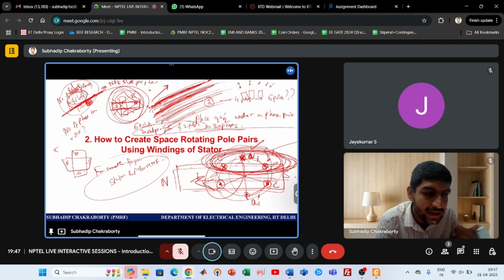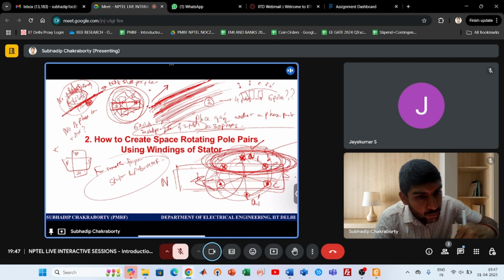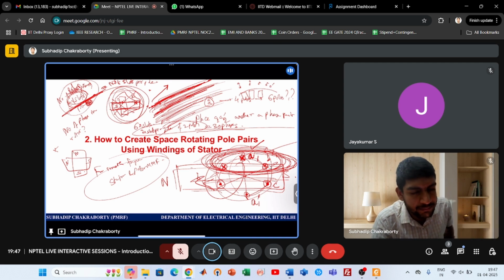That's what we call number of phases, right? So under 1 pole, how many slots are coming at a time? At a time, how many slots are contributing to 1 pole? That's how we call it number of slots per pole.